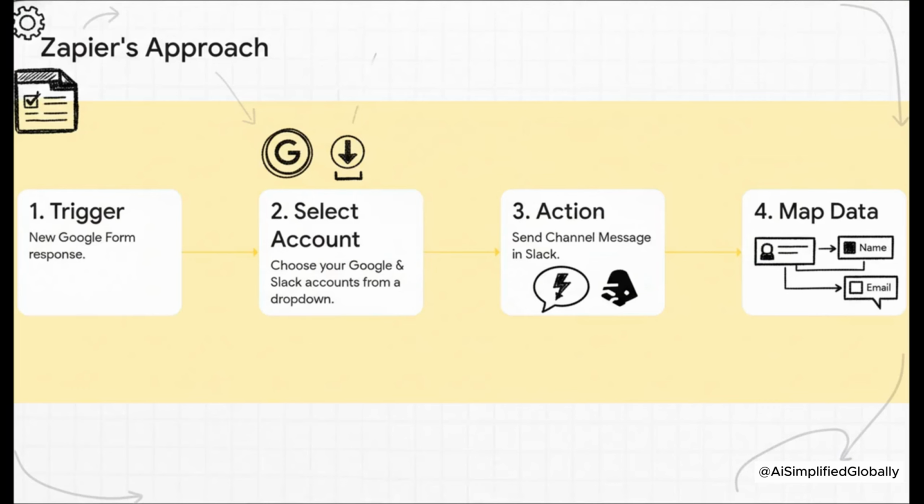Simple, right? So in Zapier, it's like they're holding your hand the whole way. It's very linear. You pick your trigger, a new response in Google Forms. You pick your accounts from a super simple drop-down menu. You choose your action, send a message. And then, when it's time to actually use the data from the form, you just click on these nice, clean, clearly labeled variables. The whole thing is designed to feel incredibly intuitive.